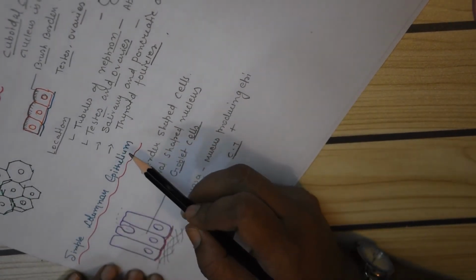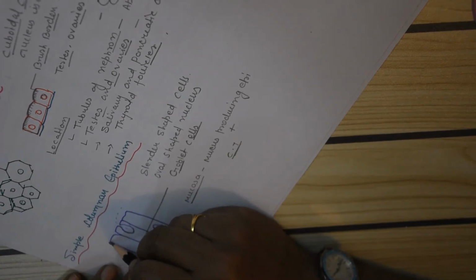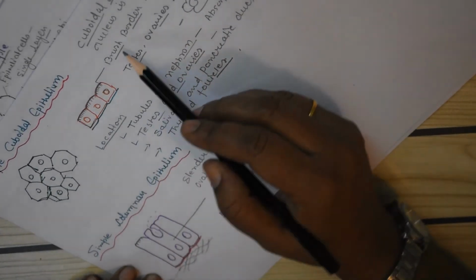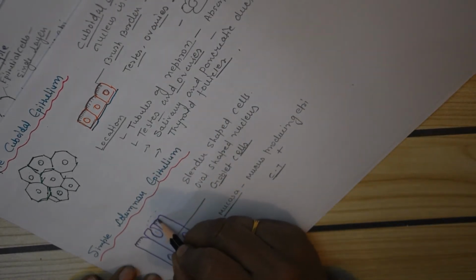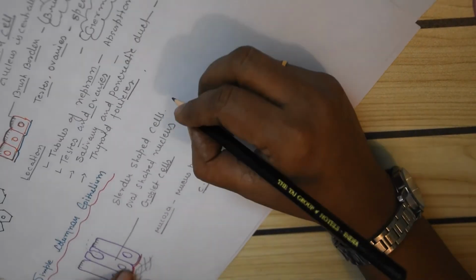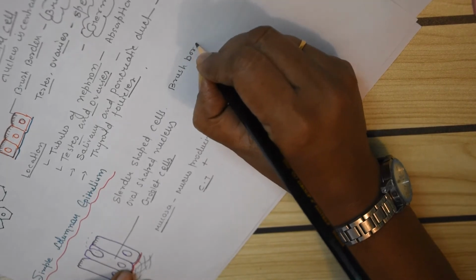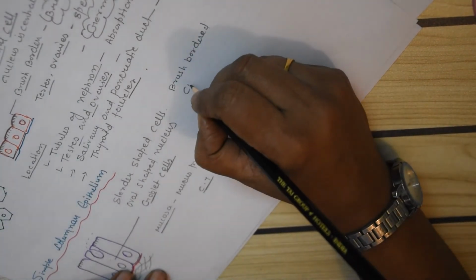Simple columnar epithelium can also have finger-like projections, which give the same structure as cuboidal epithelium, and that is the brush border. So here also they can have a brush border. If the brush border is present, it is called brush bordered columnar epithelium.